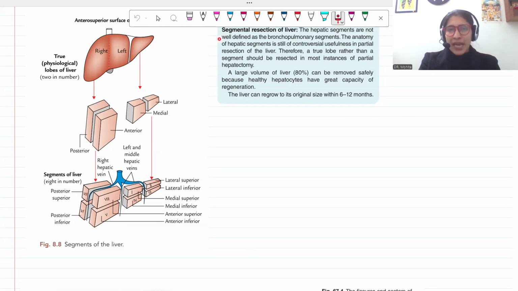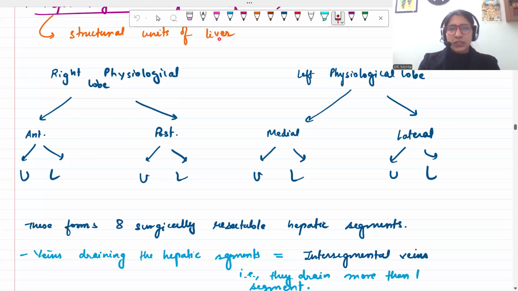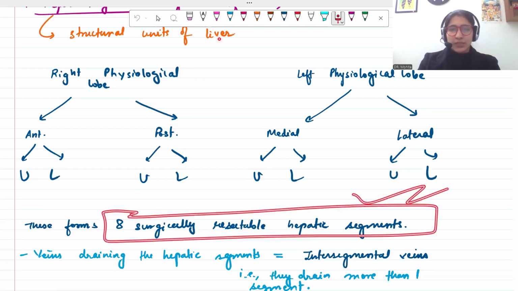And we name them as first, second, third, fourth, like this. Fine. Then 5, 6, 7, 8, like this. So we are going in a clockwise manner starting from here and we are going like this. If this makes sense. Is it good? So in total we will have 8 segments, 8 surgically resectable hepatic segments.